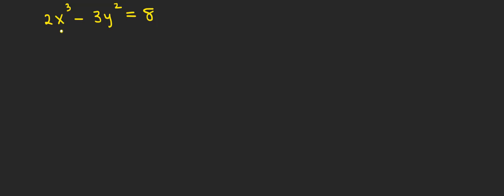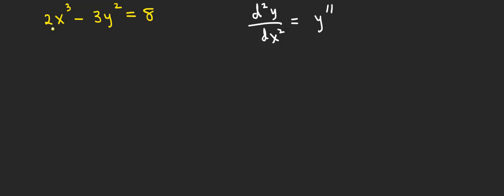And you have 2x cubed minus 3y squared equals 8. And they're asking you to find the second derivative. Now remember, this is a symbol for the second derivative, which is the same thing as y double prime. So in order to do that, we first need to find the first derivative. So let's go ahead and solve for y prime.